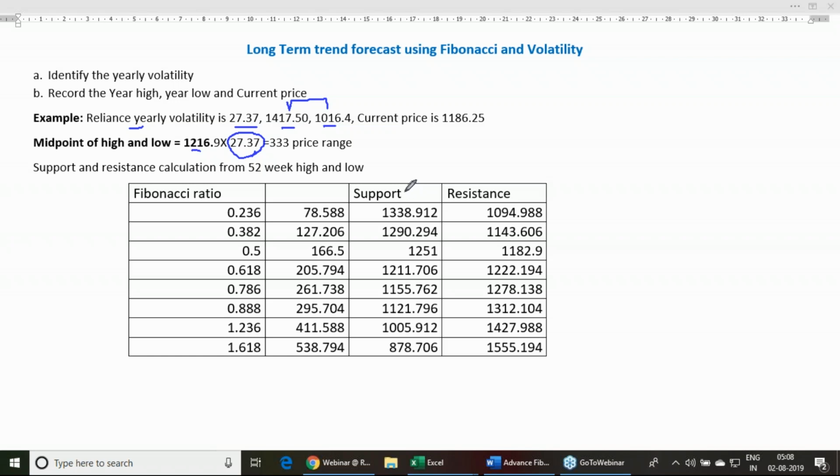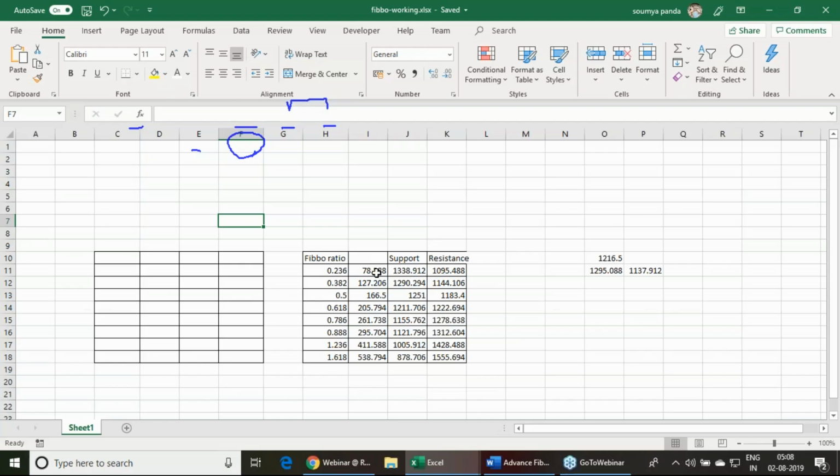After taking these, I will be calculating the resistances and supports from the recorded high and recorded low. 1417.5 was the recorded high. I have multiplied the 333 rupees with the Fibonacci ratios, 0.236, 0.38, 0.5, 0.618 till 1.618. So these are the Fibonacci price ranges I got.